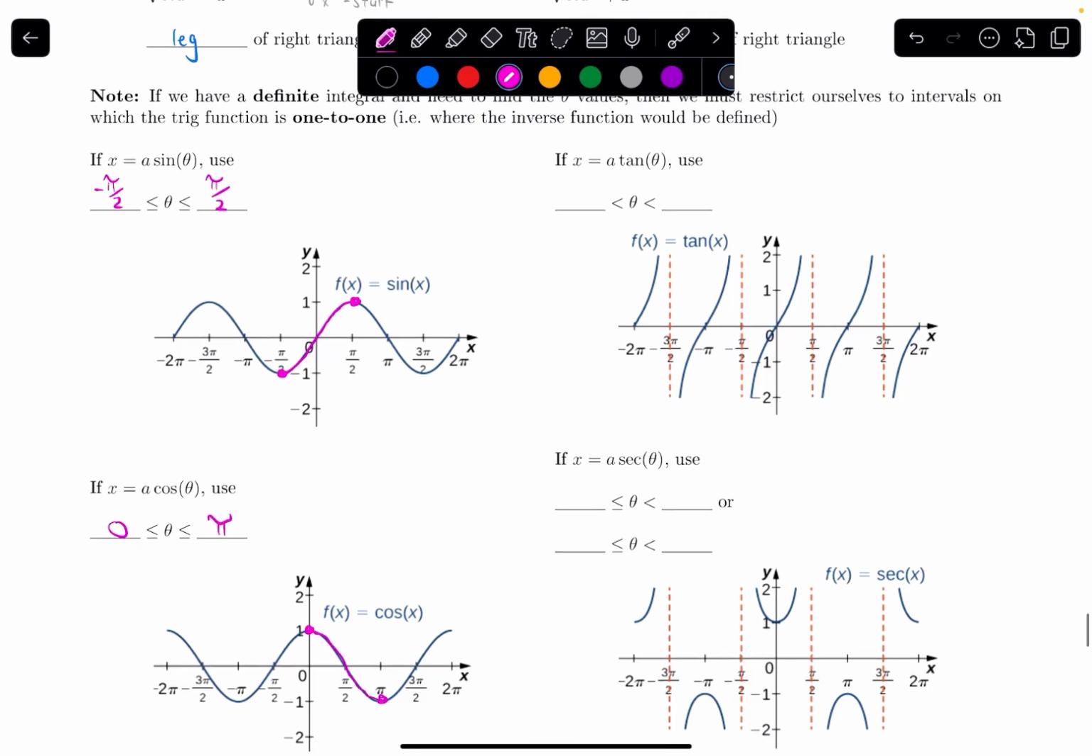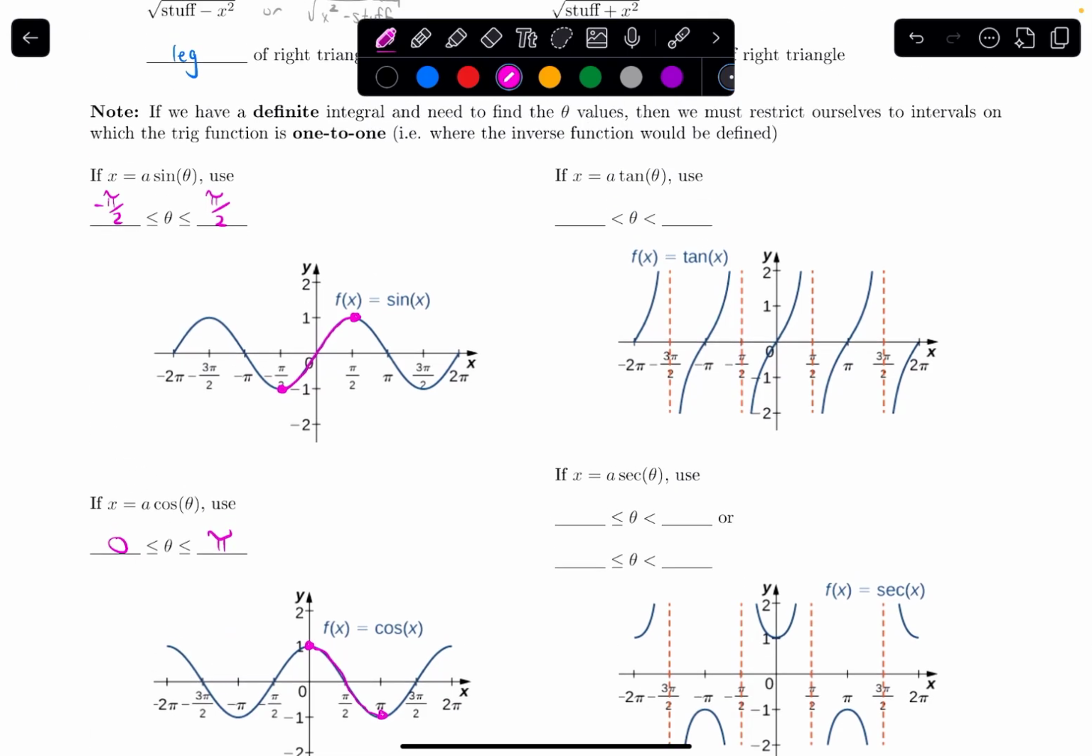For tangent, the convention is to use this middle piece. So use that middle piece. So then theta goes from negative pi over 2 up until pi over 2. There's no equal signs on these because there are vertical asymptotes at those angles, so we can't actually reach those angles.